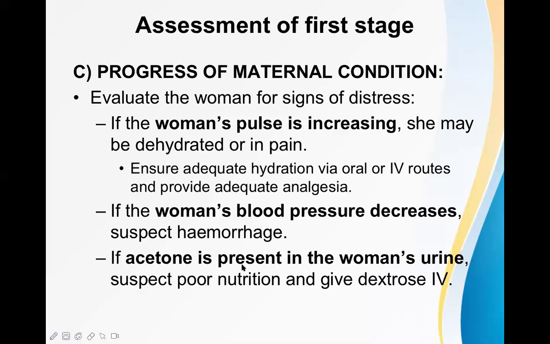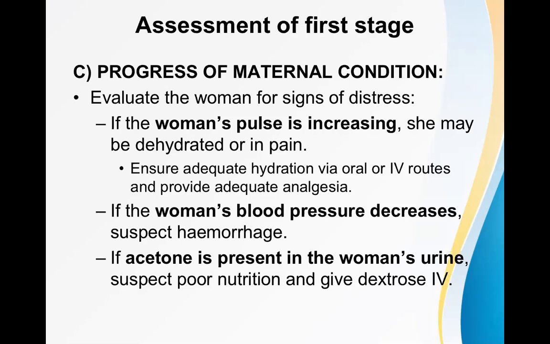If acetone is present in the woman's urine or breath, I should write breath here rather than urine, because acetone is mainly present in the breath. But acetoacetate may be present at the same time in the urine. Suspect poor nutrition, and during that time give dextrose containing IV fluid. Probably she has been starving for a long time, so we should give a bit of nutrition to her, and that is provided by dextrose containing fluid.